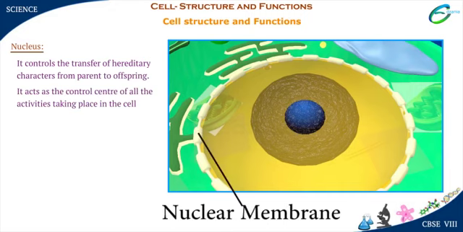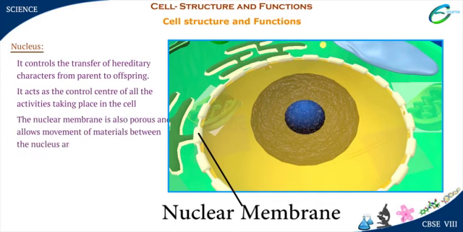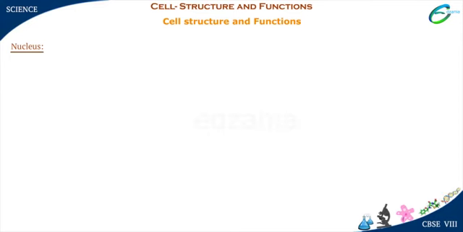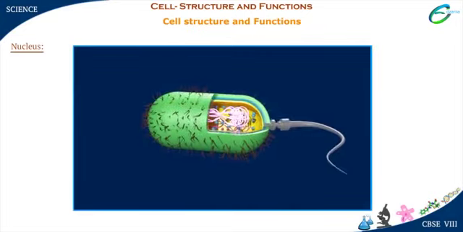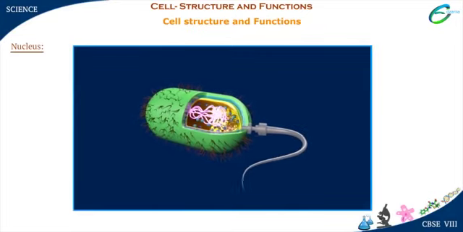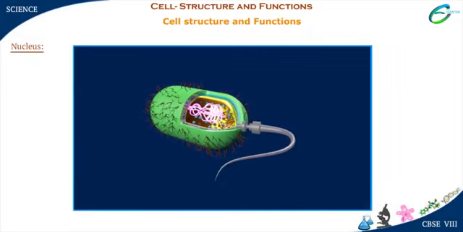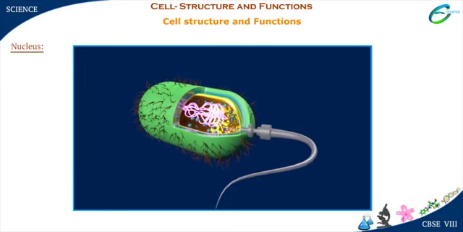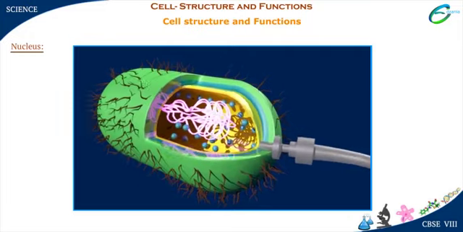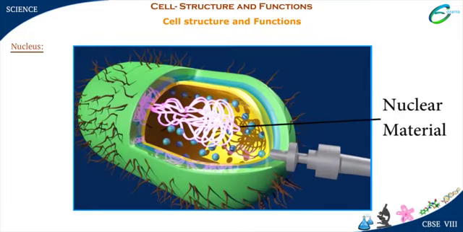The nuclear membrane separates the nucleus from the cytoplasm. Just like the cell membrane, the nuclear membrane is also porous and allows movement of materials between the nucleus and the cytoplasm. The nucleus of the bacterial cell is not well organized like the cells of the multicellular organisms. Blue-green algae and bacteria are cells having nuclear material without a nuclear membrane.